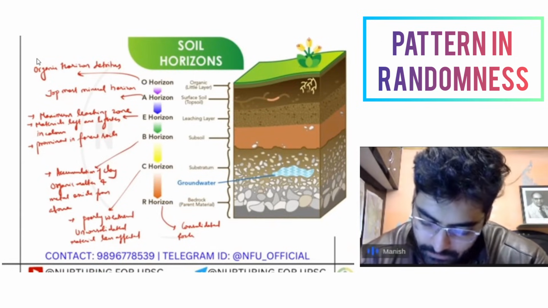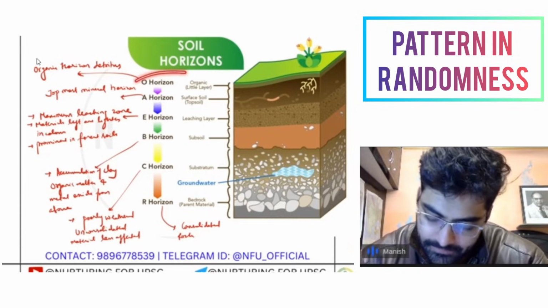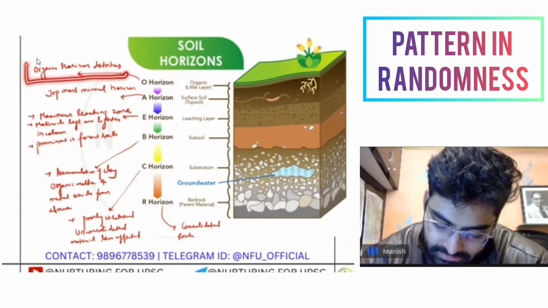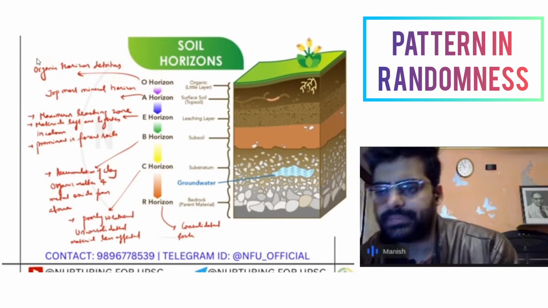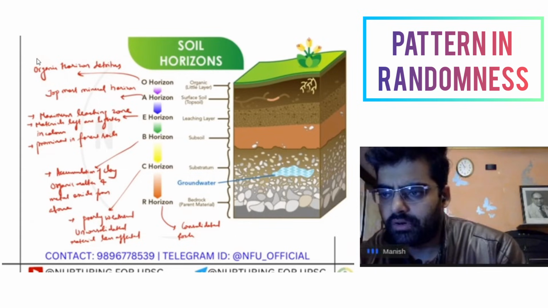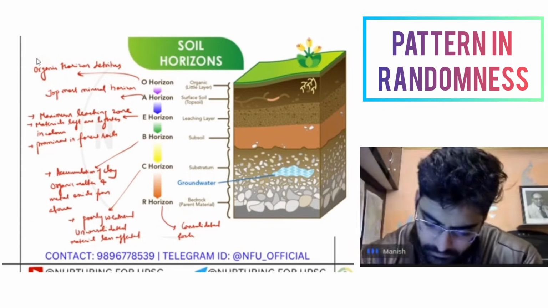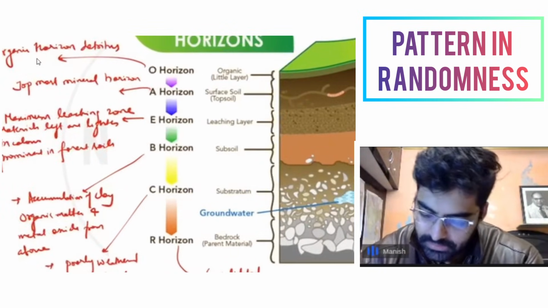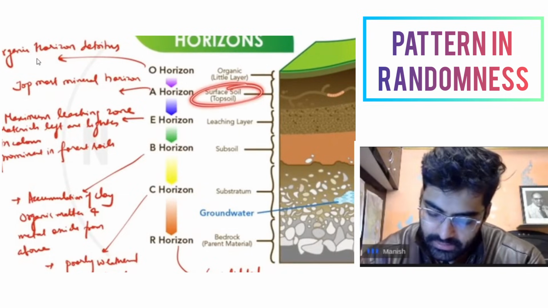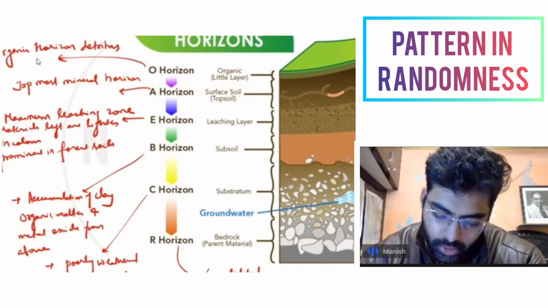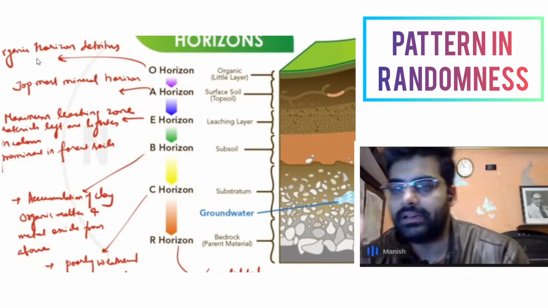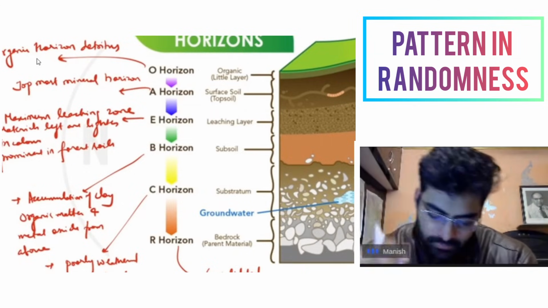So the uppermost layer is the organic layer, the organic horizon, detritus, where the most organic material is found and it is decomposing. And below that we have surface soil or topsoil, which is known as A horizon. It is the topmost mineral horizon. So the minerals of the soil are found in this layer.